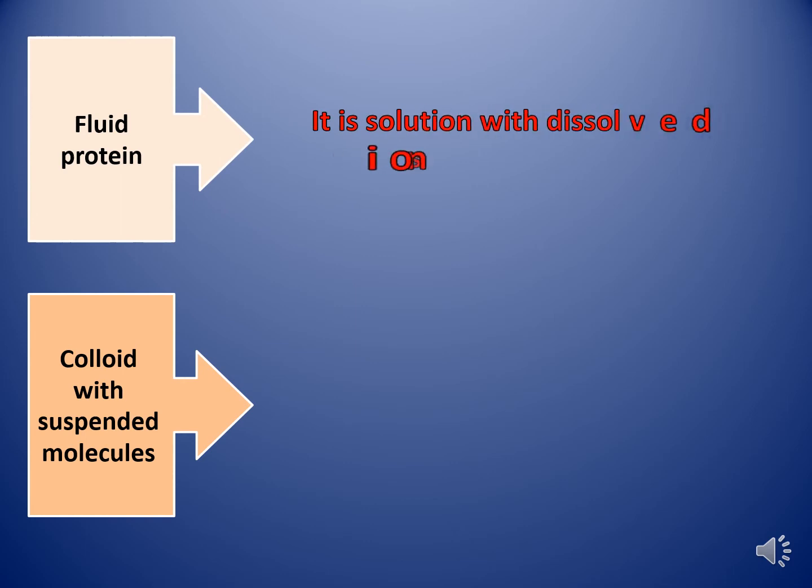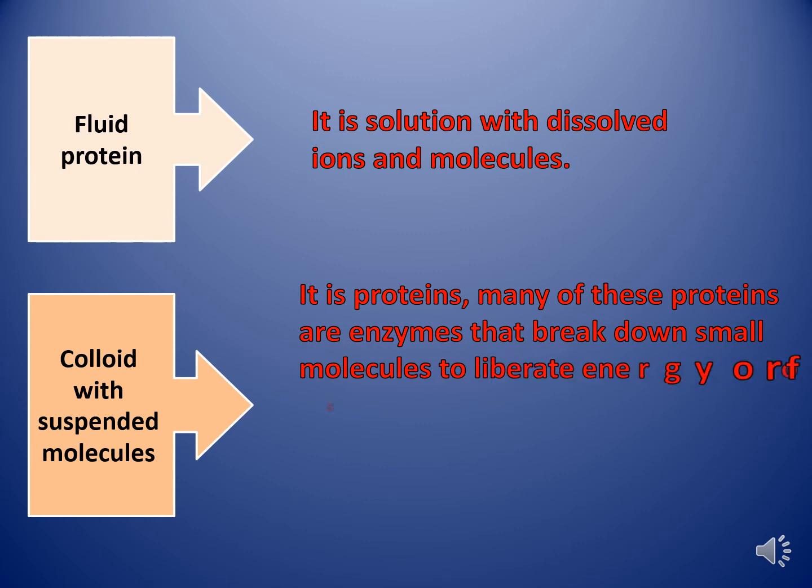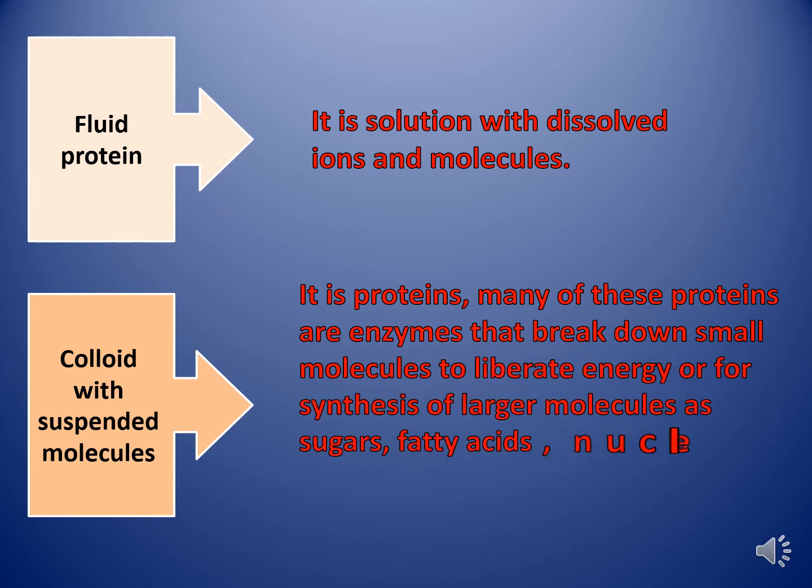Fluid proteins الجانب الأول من السيتوسول اللي يكون طبيعته سائل. It is solution with dissolved ions and molecules. While colloid with suspended molecules الجانب الغروي من السيتوسول هو عبارة عن proteins. Many of these proteins are enzymes that break down small molecules to liberate energy, or for synthesis of larger molecules such as sugars, fatty acids, nucleotides, amino acids, and other molecules.